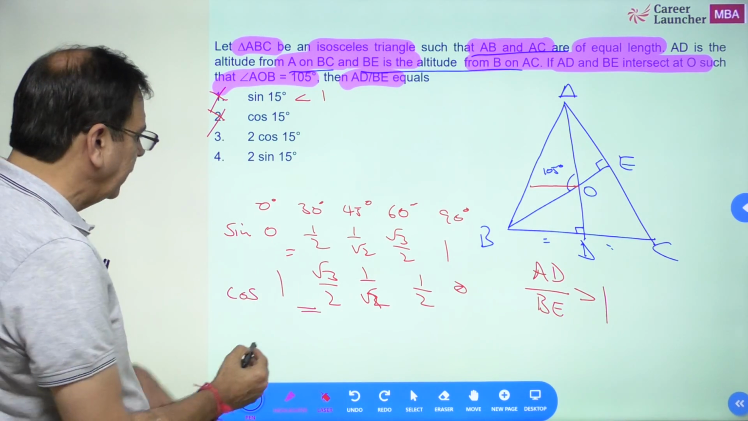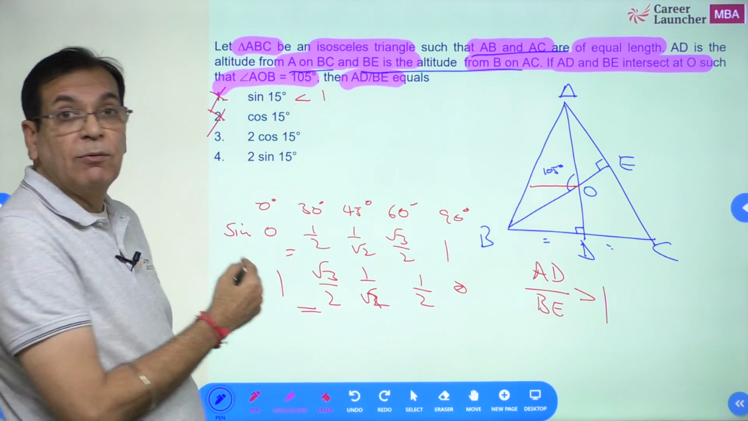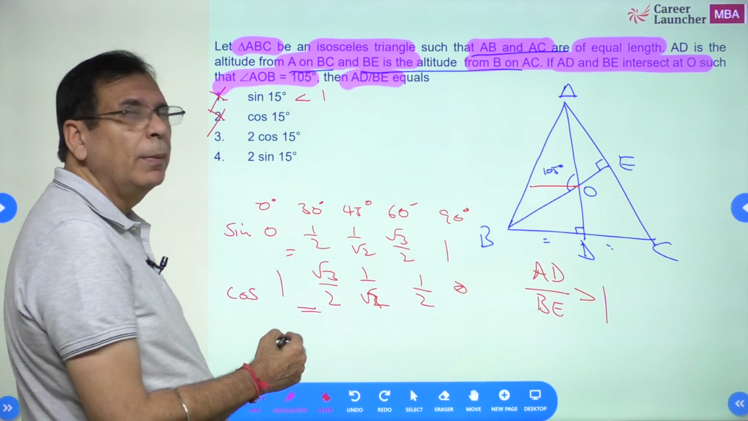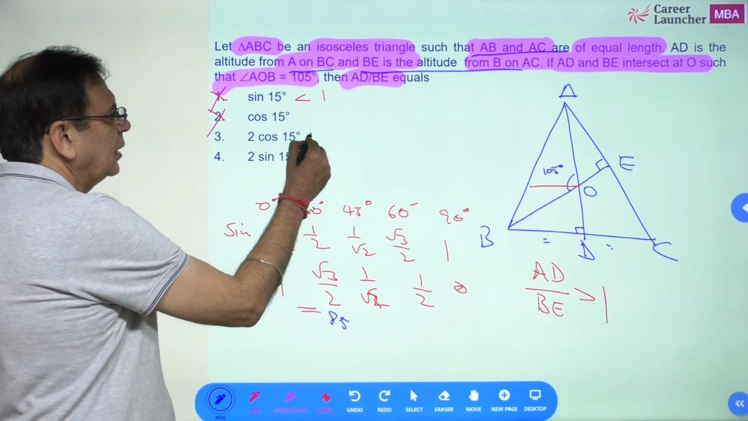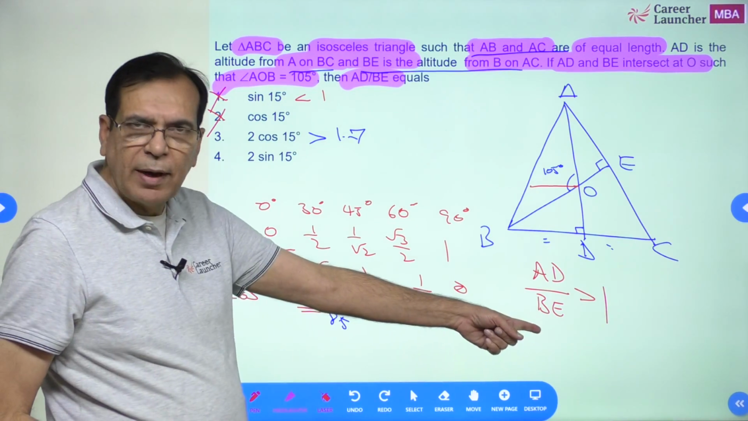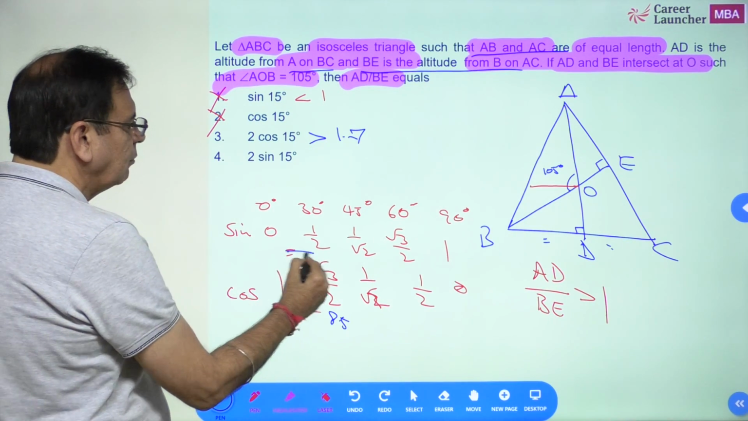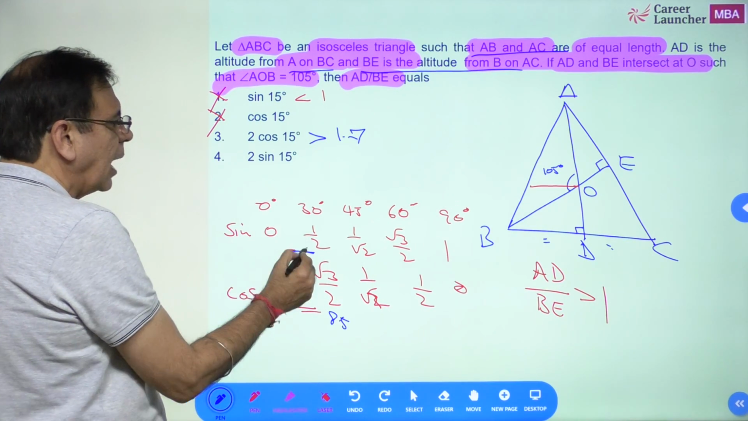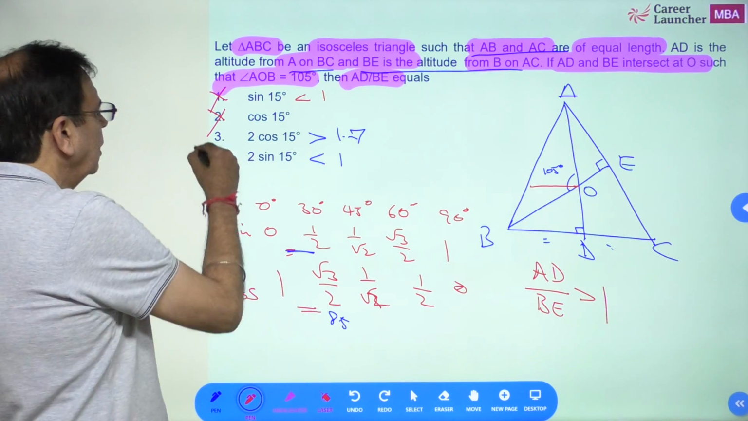2 cos 15 and 2 sin 15. What is 2 cos 15? Cos 15 is, okay, what is root 3 by 2? Root 3 is 1.7. Half of 1.7 will be 0.85. Approximately 0.85. So, can I say this should be greater than 1? It satisfies this condition. Let's check the fourth choice also. Sin 15 will be less than half, so this has to be less than 1. Wrong choice. Correct answer: choice C.